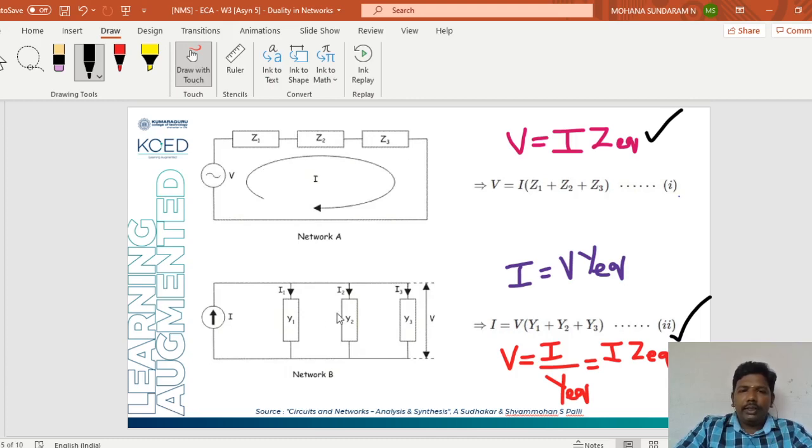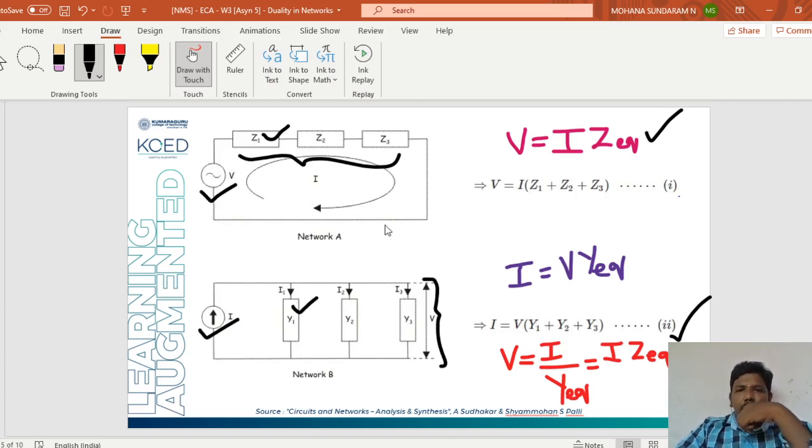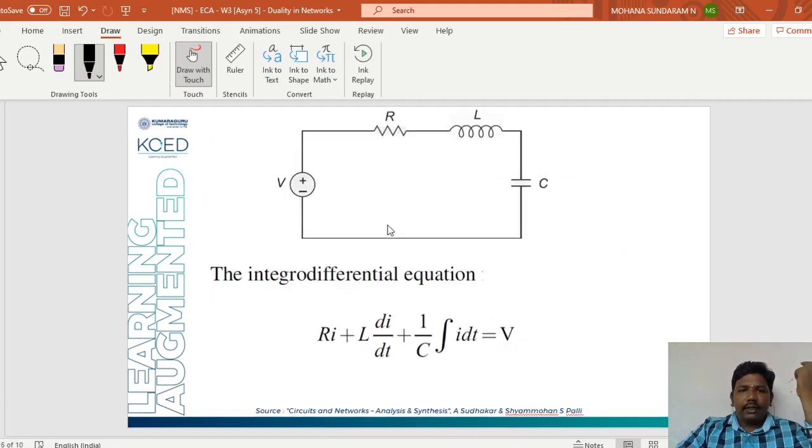Here it is series, here it is parallel. Here it is impedance. So what are the factors related? Impedances are related to admittances, series networks are related to parallel networks, and voltage is related to current. Okay, right. So we will go to the next slide.